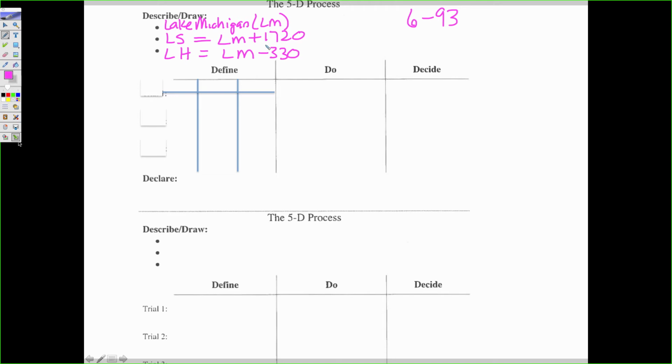Okay. So I know you've already worked through the problem, and some of you did the 3 trials and hit the number, and some of you didn't and were kind of frustrated. So we're going to tie your equation solving skills in here with the 5D process. If I define the variable, you can pick any letter, so let's pick L for Lake Michigan. L stands for Lake Michigan cubic miles of water. Okay, so there's my variable.